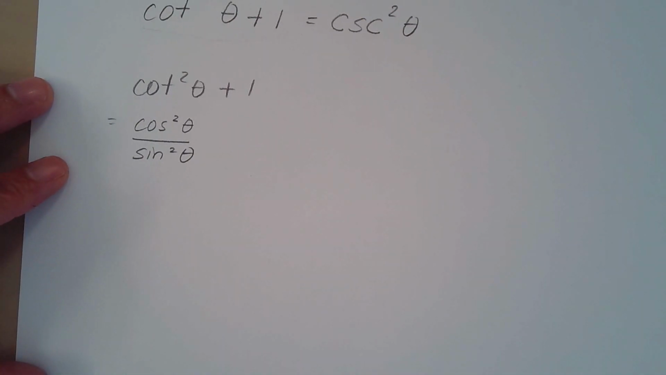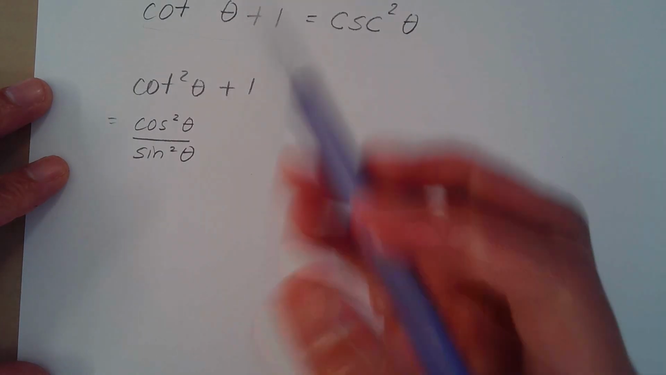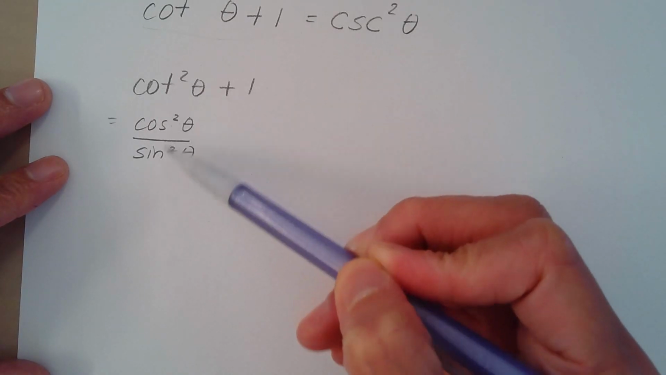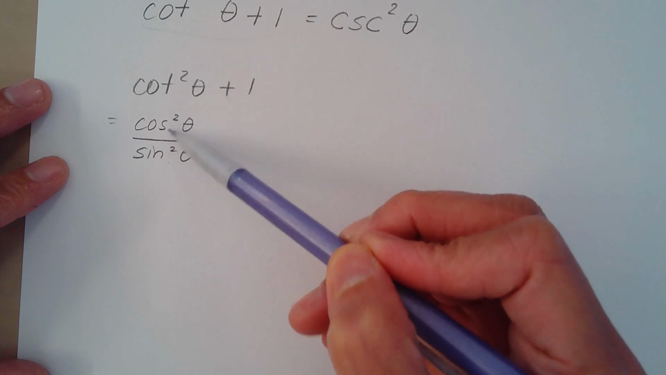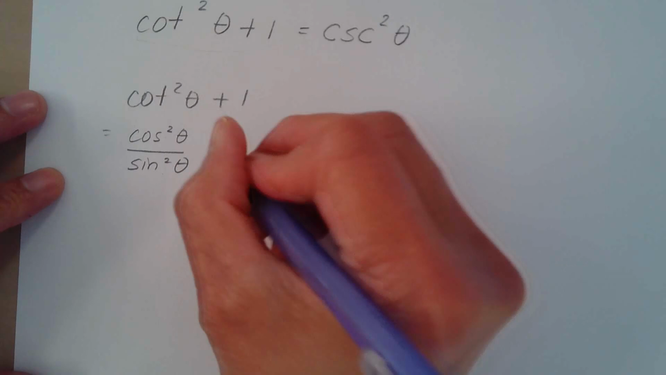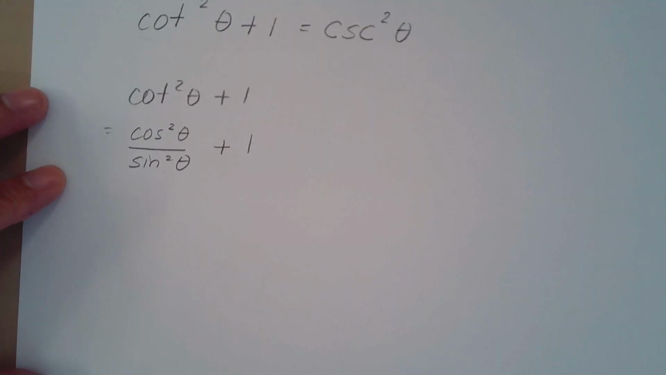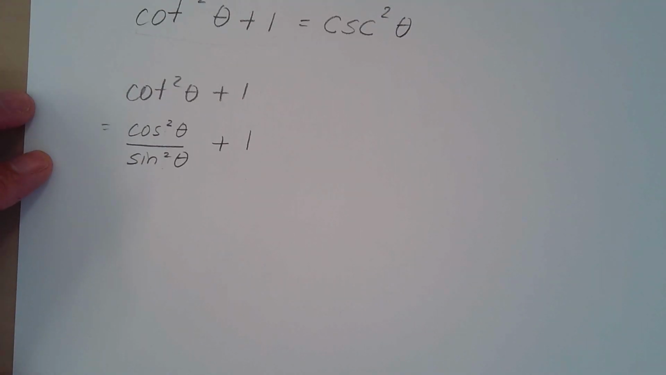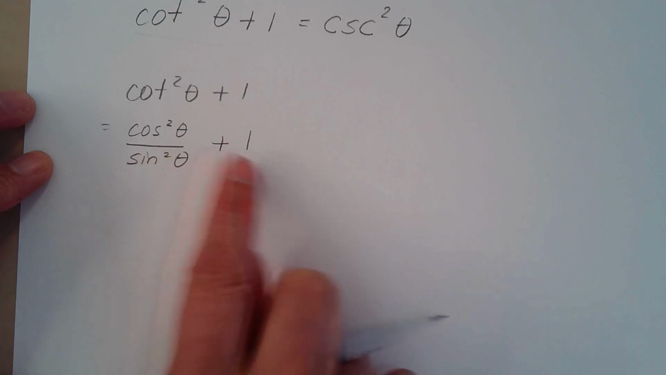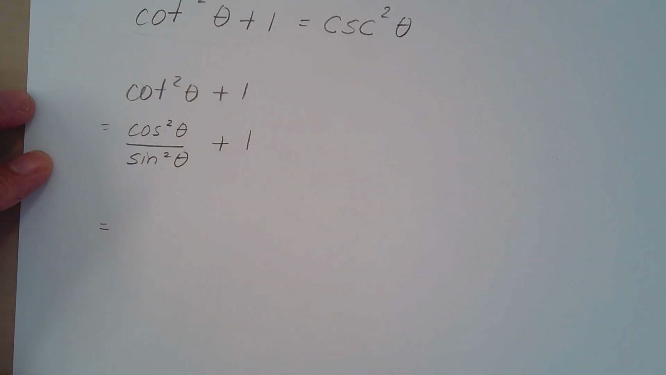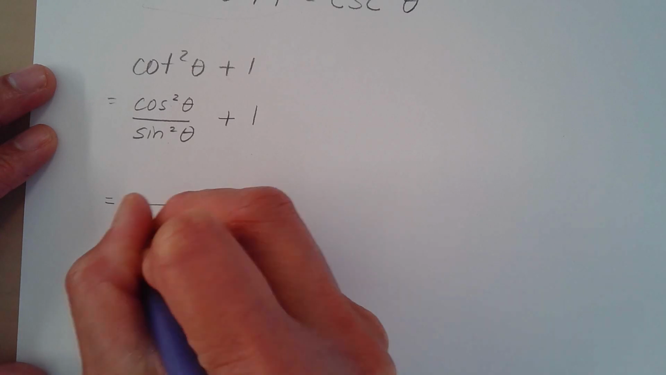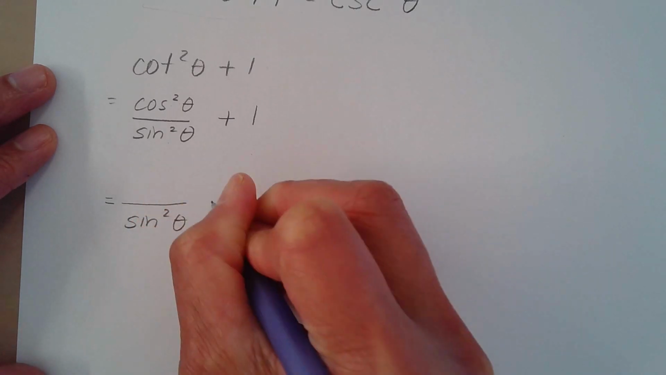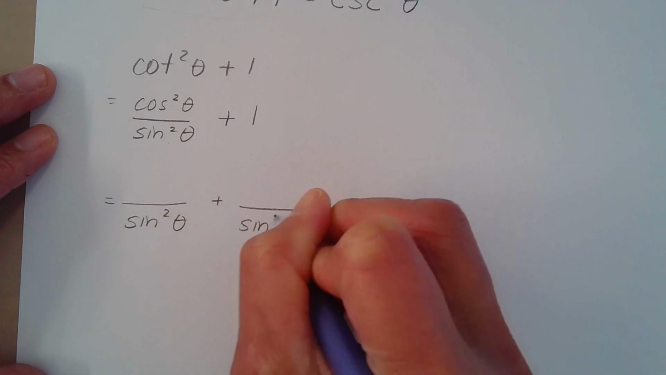Is everybody okay with that? Yeah, right? Because it's cos theta divided by sine theta. That's a cotangent, but then it's squared, so square for both. Plus 1. Okay, good. Well, what are we going to do? How can we add these two together? Yeah, lowest common denominator. And what's the lowest common denominator? Sine squared theta.